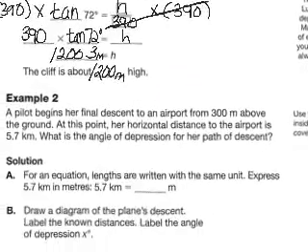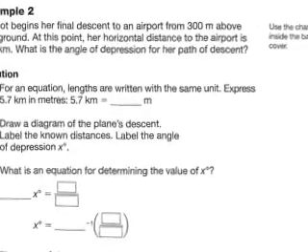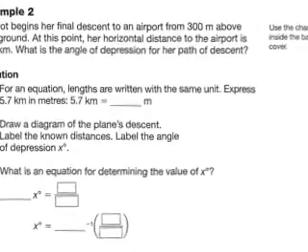Okay, we're going to move on to our last example here. It says a pilot begins her final descent to an airport from 300 meters above the ground. At this point, her horizontal distance to the airport is 5.7 kilometers. What is the angle of depression for her path of descent? So first of all, we've got kilometers here, and this one's in meters. So we have to change them so they're both the same. We're going to change kilometers into meters.